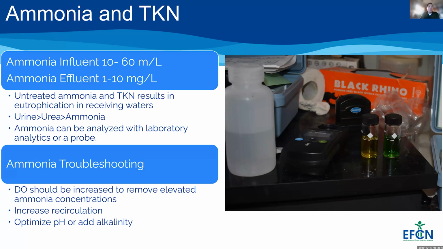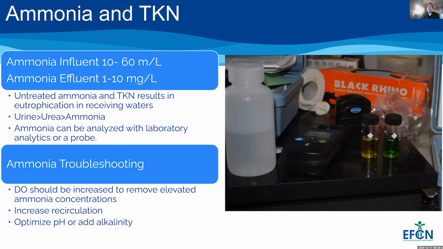Last week, we also talked about our ammonia and our total Kjeldahl nitrogen, that TKN. Now, the untreated ammonia and TKN is important because it can result in eutrophication in our receiving waters. Eutrophication is excessive nutrients in those receiving waters that produce excessive vegetative growth and deplete the oxygen in the water, and can result in the eventual die-off of aerobic microorganisms.